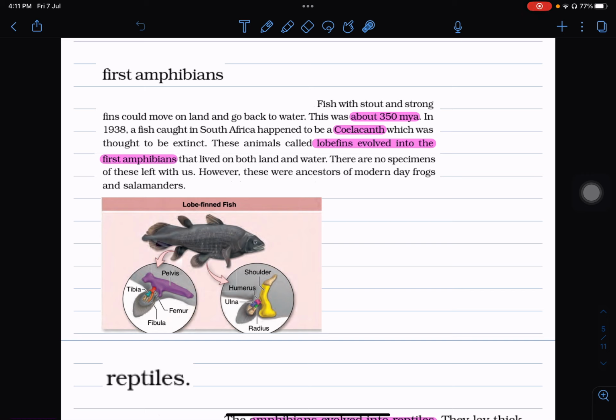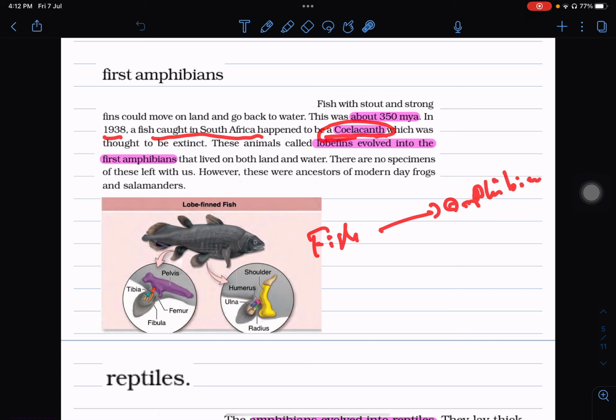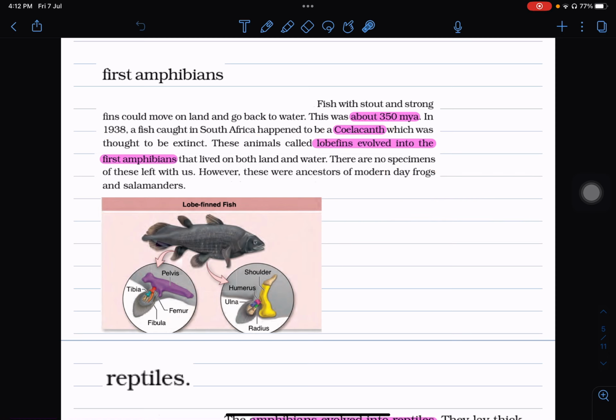So we actually got such a kind of lobe-fin from South Africa. In 1938, a fish caught in South Africa happened to be a coelacanth. Coelacanth is a lobe-fin. So I can say that the link between fish and amphibia is the group of lobe-fins, or coelacanth, right? The connecting link between fish and amphibia. Anyway, in 1938 we caught a sample, a coelacanth, which was thought to be extinct. This animal, the lobe-fin, evolved into the first amphibians that lived on both land and water.